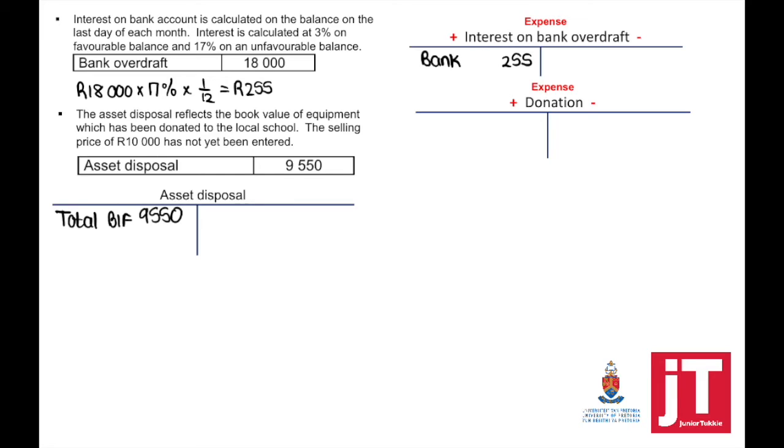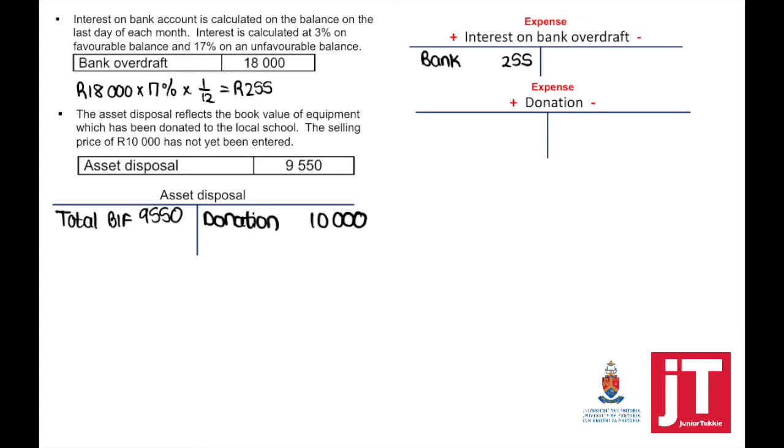Cost minus total accumulated depreciation equals the book value. So they've done step number 1 up to step number 3. Step number 4, record the selling price. The selling price will always be credited to the asset disposal account.